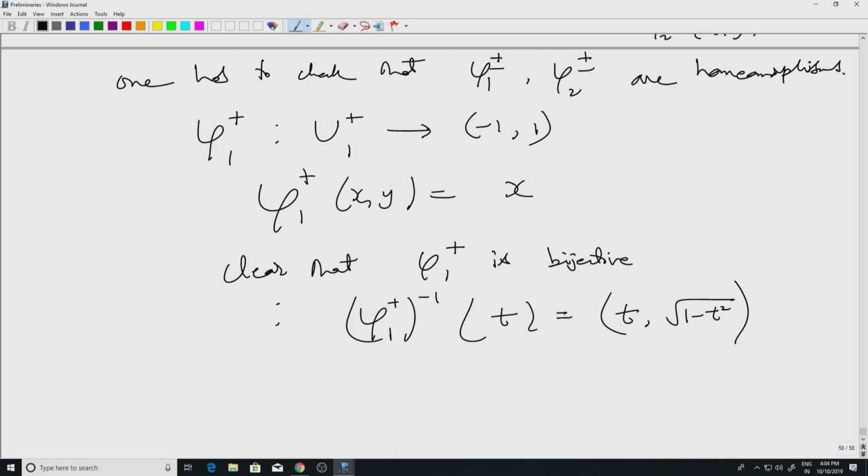The existence of an inverse is equivalent to this map being bijective. So the bijective part is taken care of, and then one has to check that phi1 plus and phi1 plus inverse are continuous. So let me quickly say why that is the case.